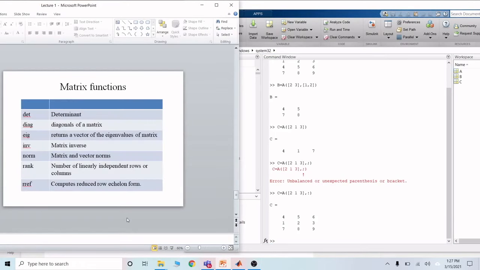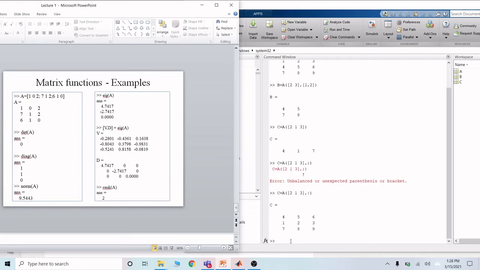Now the matrix functions: the matrix determinant, diagonal of the matrix, eigenvalues, inverse, norm, rank, or REF, reduced row echelon form. DET for determinant, DIAG diagonal of the matrix, EIG returns the vector of eigenvalues of the matrix, INV inverse matrix, NORM matrix and vector norms, rank number of linearly independent rows or columns. Okay, REF computes reduced row echelon form.